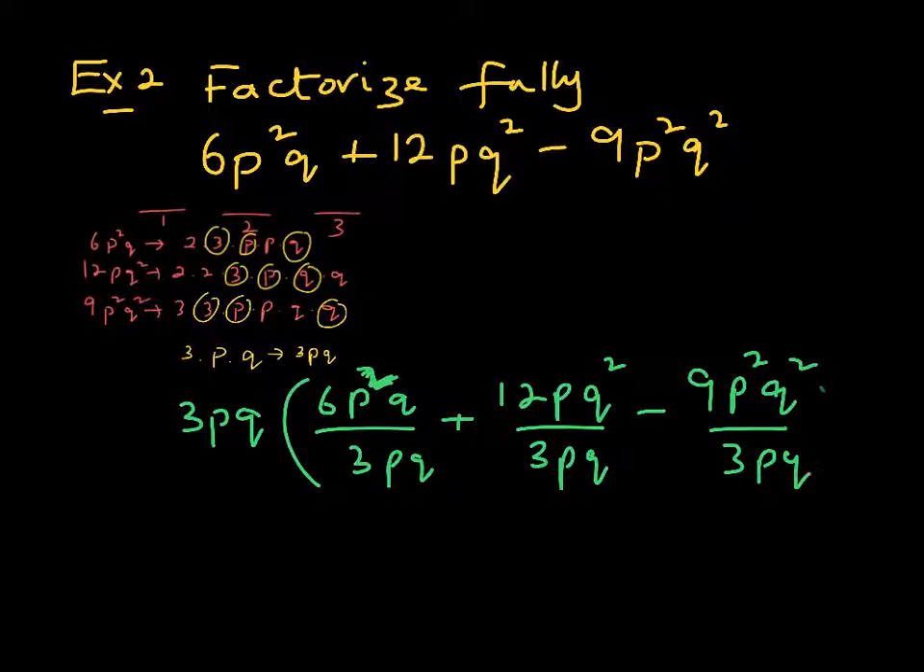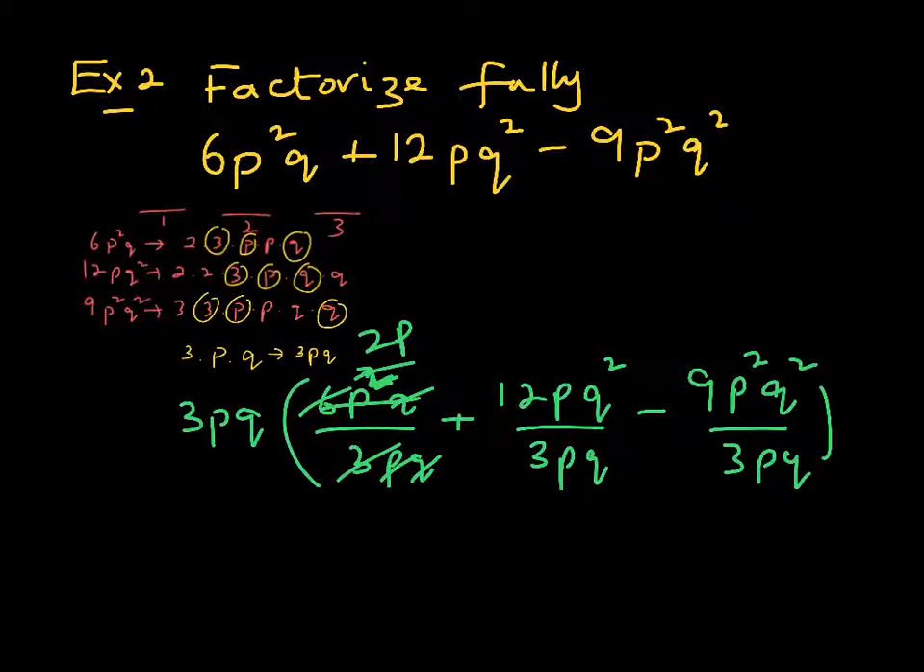3pq. Okay, so the q cancels out, the p cancels one of them, we are left with 1. And the 3, we are left with 2. So what we are left with here is 2p, right?